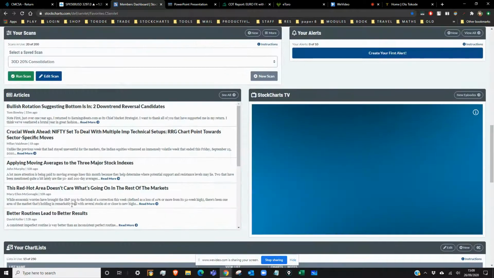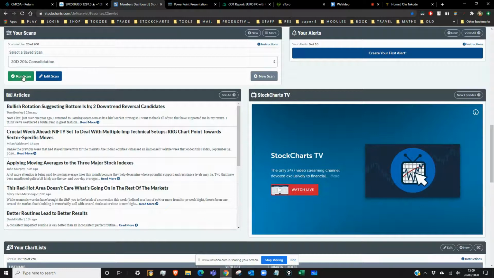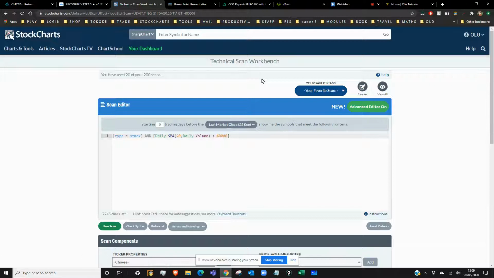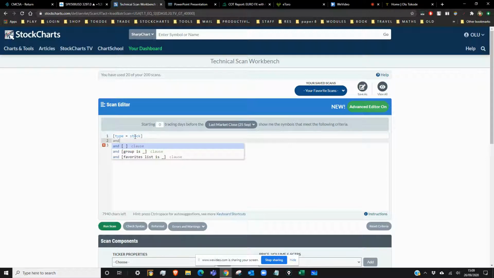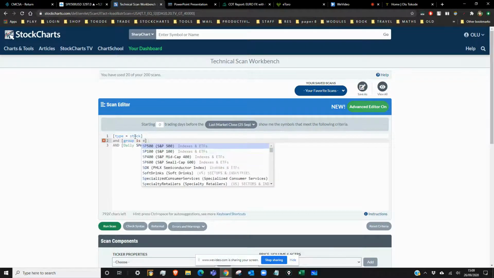So I'm going to go to my StockCharts scan, create a new scan, and so the type is stock, and the group is, I'm going to type that, group is SP500.